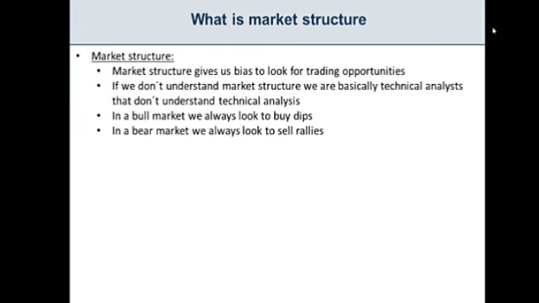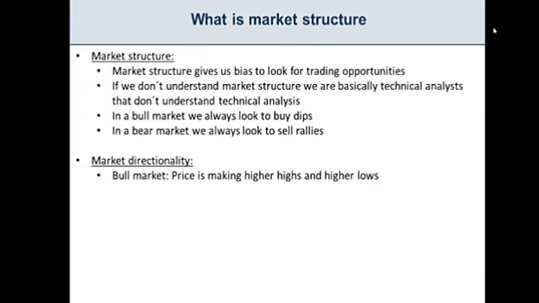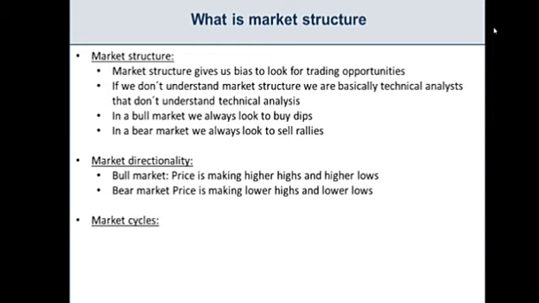Also, market structure gives you market directionality. This is what we already said. In a bull market, price is making higher highs and higher lows. This is the basic market structure of a bull move. And in a bear market, price is making lower highs and lower lows. And this is the basic structure in a bear move. And in between these bull and bear moves, we have cycles that interact with each other. Market cycles are shifts between bull and bear moves.